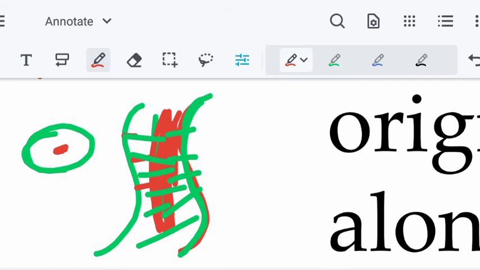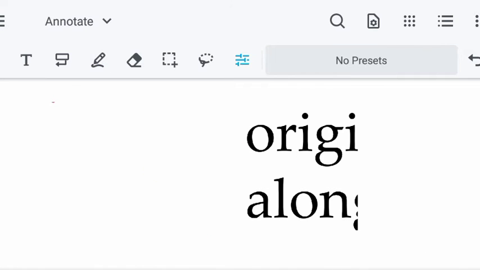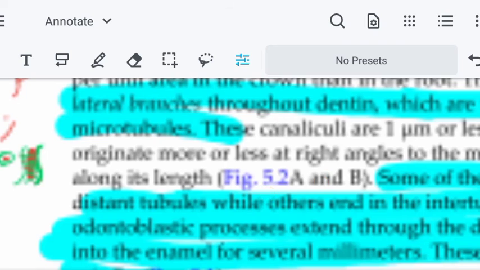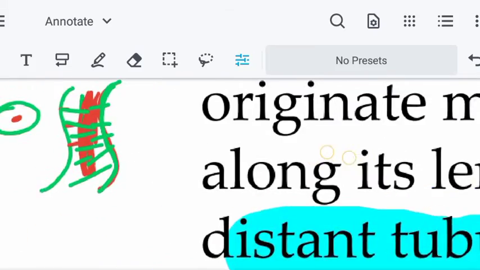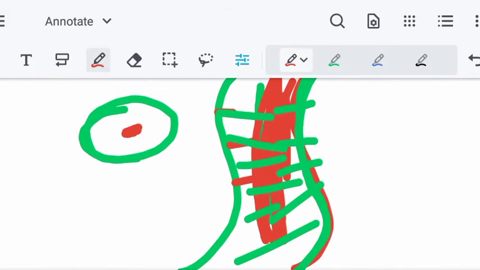So what is said here, see carefully. Some of them enter distant tubules while others enter the intertubular dentine. A few odontoblastic processes extend through the dentinoenamel junction into the enamel for several millimeters. These are termed enamel spindles. Okay, so I've shown you here, this is the dentinal tubule, this is the odontoblastic process, inside the dentinal tubule.